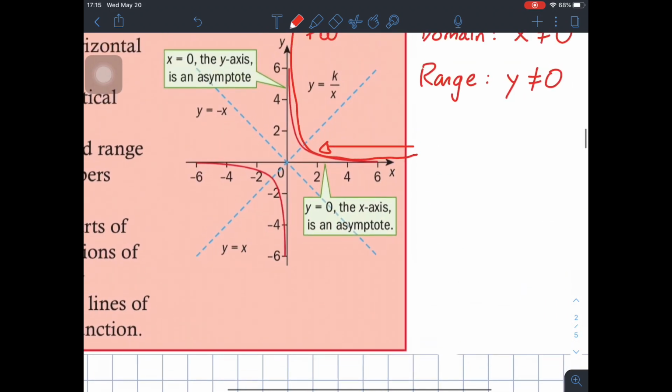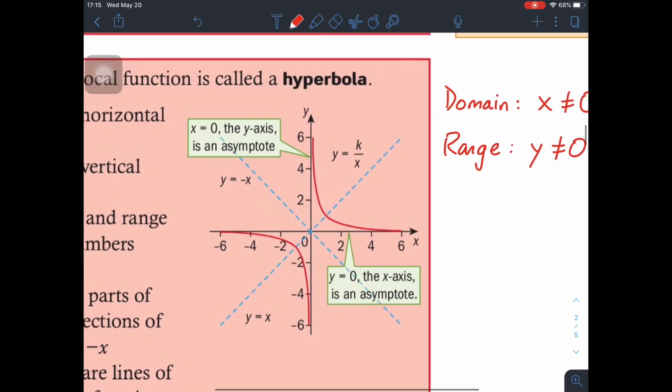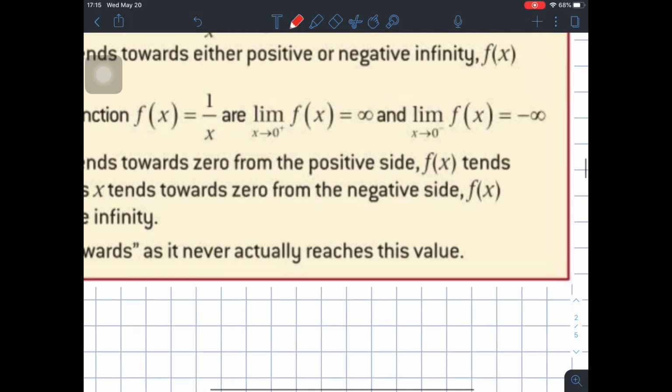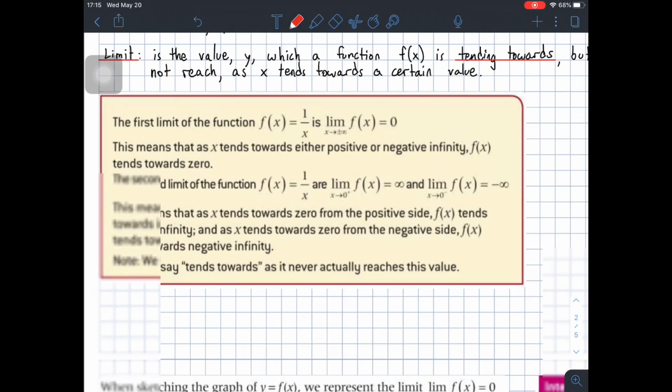But if I'm approaching from the left, that's from left to right, you see that this function is going down towards negative infinity. So that means that what we have here, if I'm approaching from the left, that's why we have the negative sign, the function tends to negative infinity. That's how you read this.